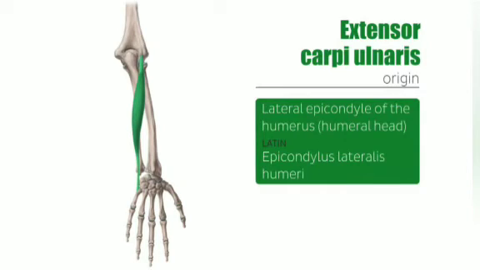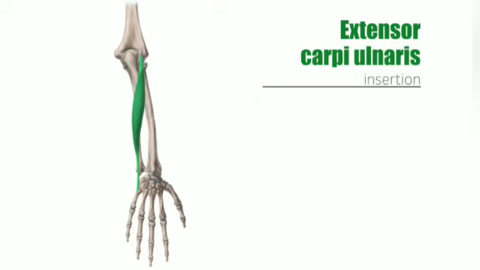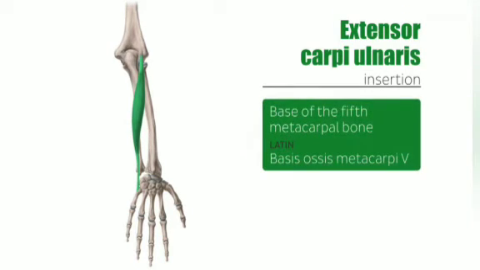There is a second head coming right about here, an origin point on the posterior surface of the ulna. For that reason, we also say that the extensor carpi ulnaris has an ulnar head. In terms of insertion, it's important to mention that there is one, and this muscle's insertion is located at the base of the fifth metacarpal bone, as you can see right about here. So the base of the fifth metacarpal bone serves as the insertion point for the extensor carpi ulnaris.